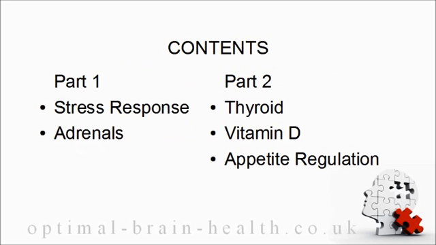Unit 4 is in 2 parts. In this part we'll look at the stress response and the biological systems that mediate it, and especially the adrenal glands. And then in the second part we'll look at other hormone systems including the thyroid and vitamin D, which is technically not a hormone, but it functions like a hormone because it's essentially a signaling molecule. And then we'll take a closer look at appetite regulation. It's quite common that appetite regulation is not working too well, especially when you're trying to lose weight.